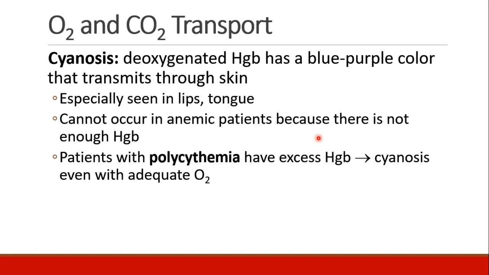In fact, patients who have a condition called polycythemia, where they have very high hemoglobin levels, let's say like 20 or even higher, can be cyanotic even though they have adequate oxygen. They have enough oxygen for their body, but they've got all this excess hemoglobin, so some of it is deoxygenated. And so they'll have this cyanotic color even though they have plenty of oxygen for their needs.